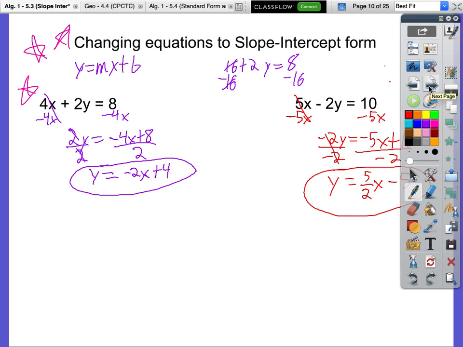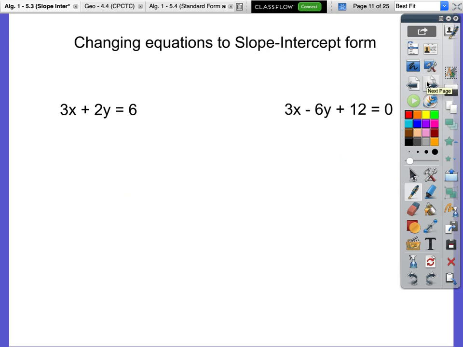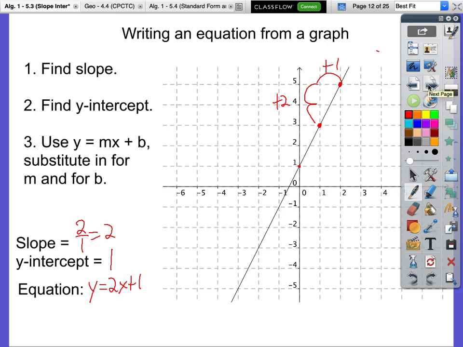This is really what we just did in our warm-up too, right? Because this was solving an equation for y. Just put it into slope-intercept form, which I said before we started. And then we had a couple more of those, but we didn't do them.